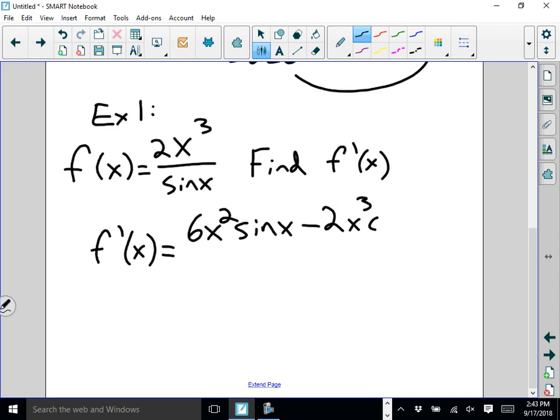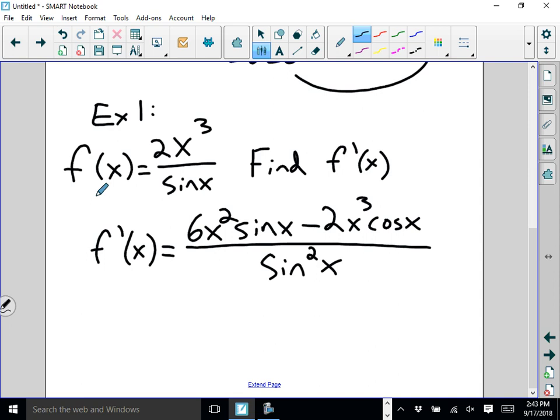We're going to divide the whole thing by sine of x squared. Generally, when we square a trig function, we write that exponent in between the sine and the x. So there we have it: 6x squared sine x minus 2x cubed cos x, over sine squared. Anytime we do the quotient rule, sometimes we can simplify.